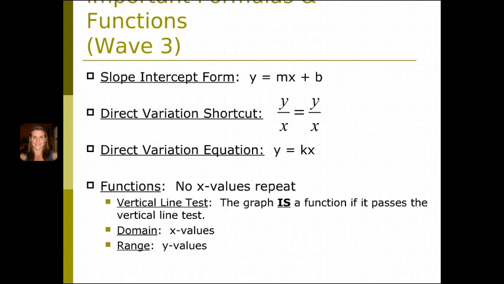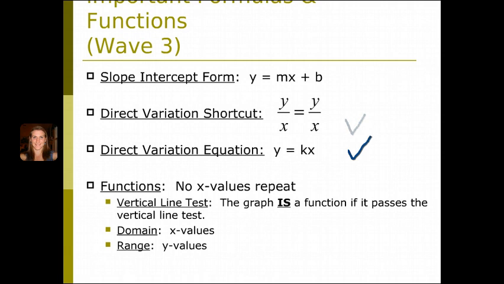The first being slope-intercept form, y equals mx plus b. The second is the direct variation shortcut, y over x equals y over x. Third formula that you should memorize is y equals kx, and that is your direct variation equation.